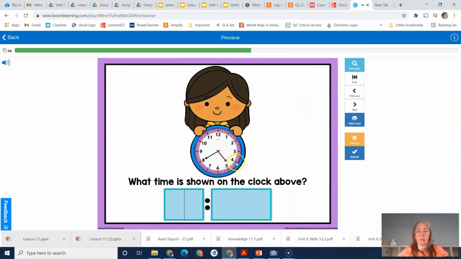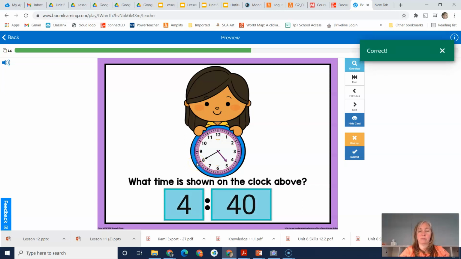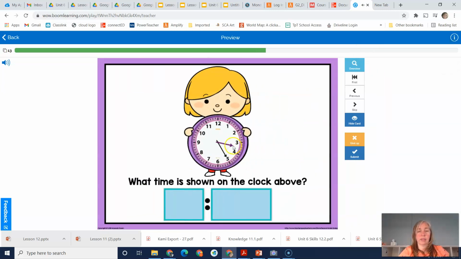And my hour hand is between the 4 and the 5, so it is 4. And 5, 10, 15, 20, 25, 30, 35, 40. And my hour hand is between the 3 and the 4, so it is 3. And the minutes are 5, 10, 15, 20, 25.